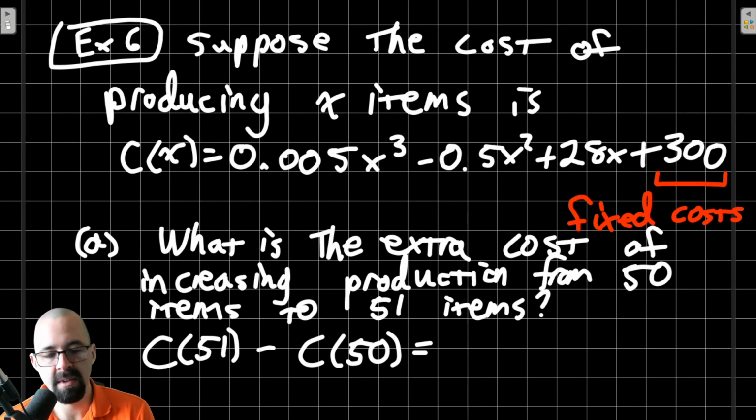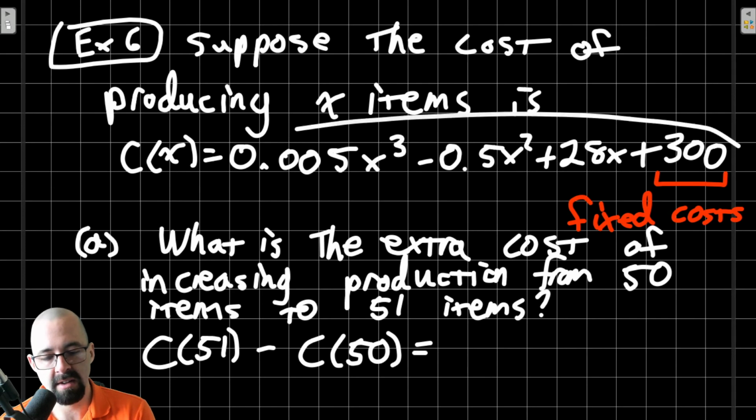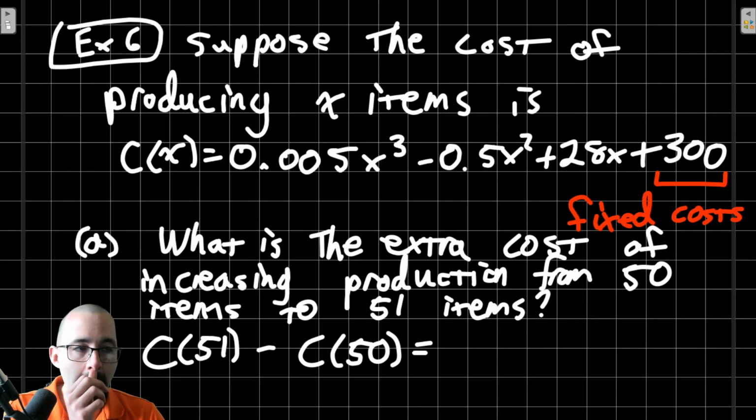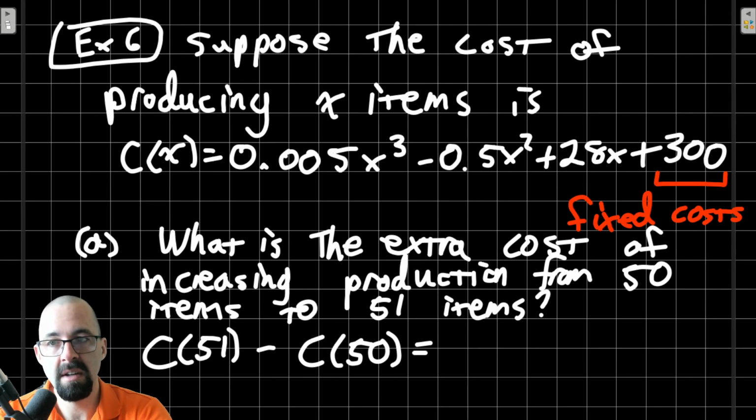So go off to the side, plug this into a calculator when X is 51. Plug the same thing into the calculator when X is 50, and you should get the answer. I actually don't remember the answer, so I'm going to go grab my calculator and plug it in right now. 51 cubed minus 0.5 times 51 squared plus 28 times 51 plus 300.